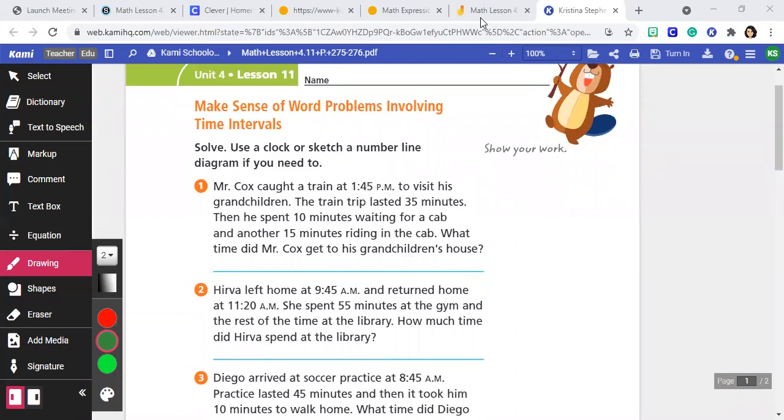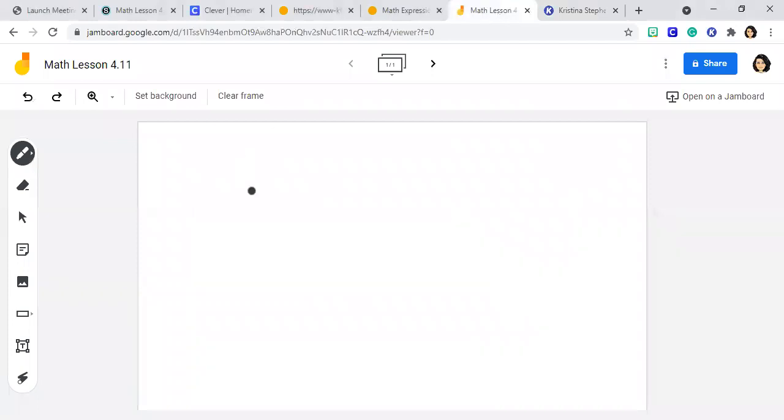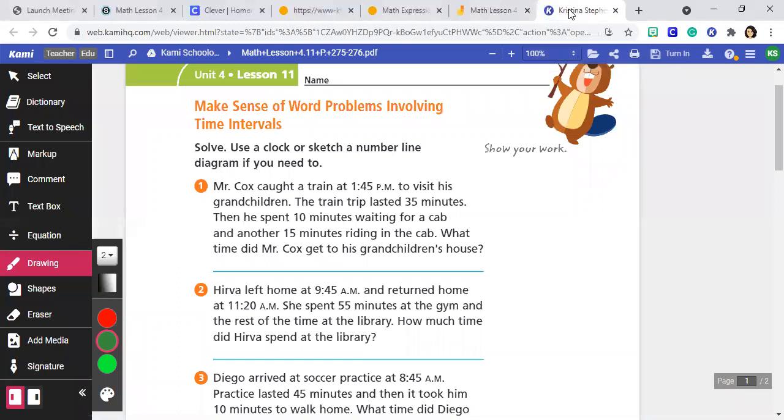I can tell you right now that for me, this would not be enough room to actually show my work. So I've opened up a Jamboard. You should use a separate sheet of paper, with name, number, date at the top of it. I would even write math lesson 4.11. That's the way I annotate it, just to keep it short. But unit 4, lesson 11, so that you know what work it is. So I've got this set up to use as my piece of paper. It says to solve, use a clock or sketch a number line diagram if you need to.